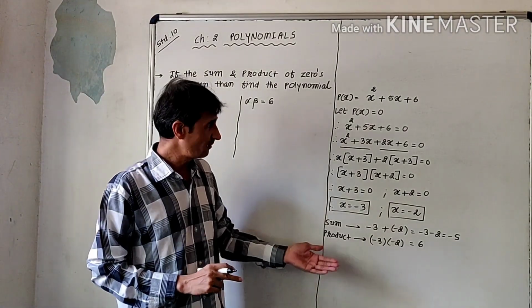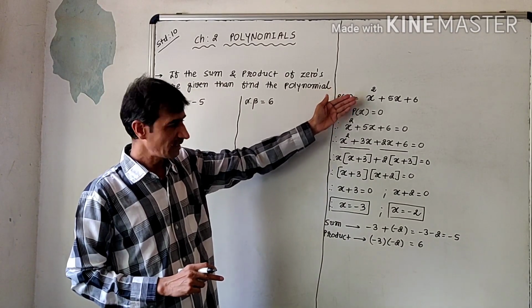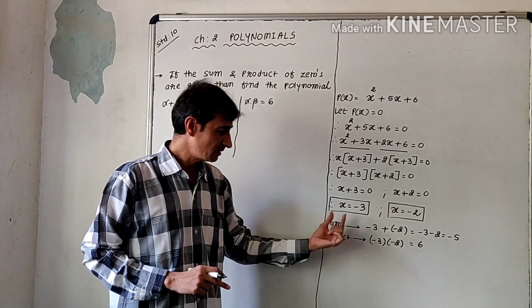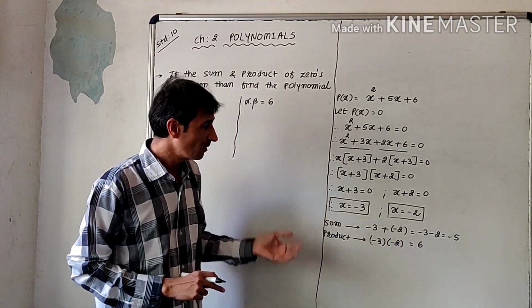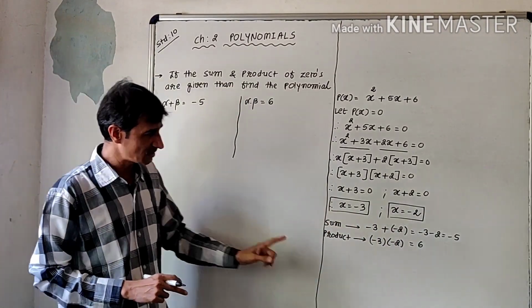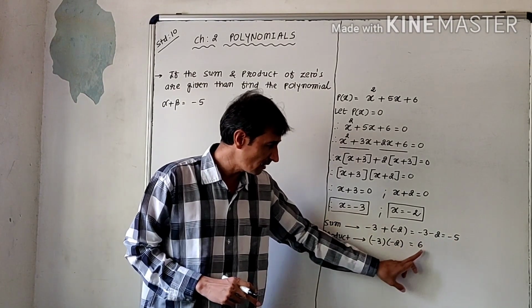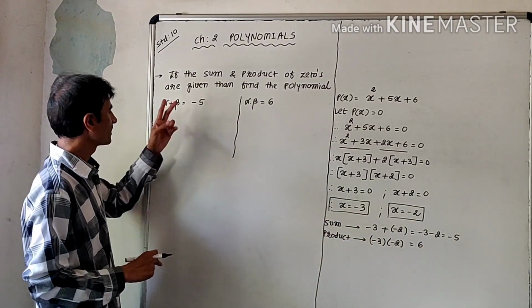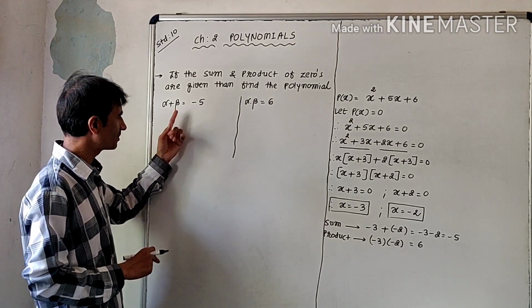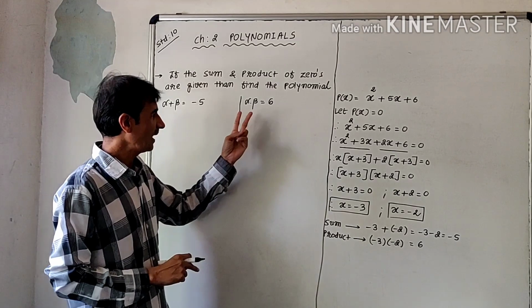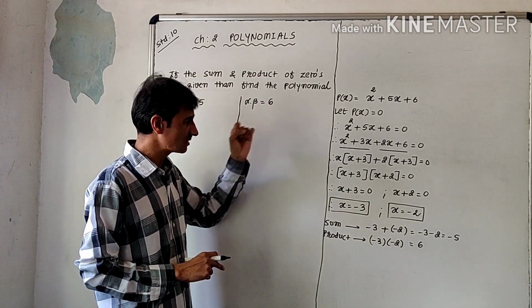Now in the previous case, I have the question and I want to find out this answer. That means what? The sum and the product of the zeros. But now in this case, I have these answers, minus 5 and 6. You can see very well, here alpha plus beta means what? The sum of the zeros is given, minus 5, and the product of the zeros is given, 6.